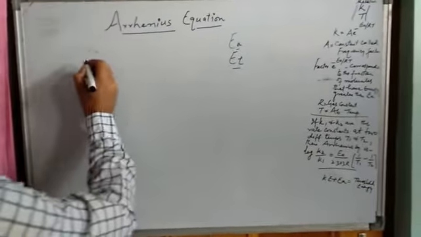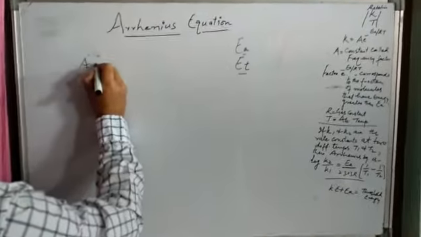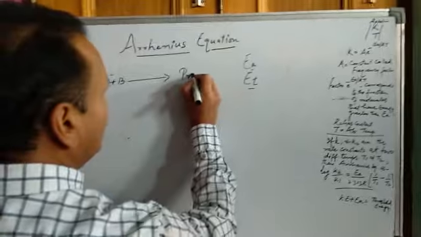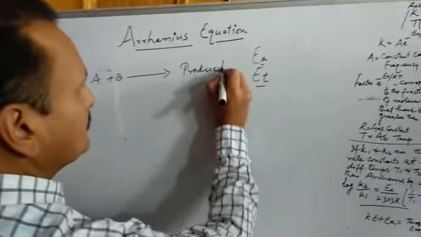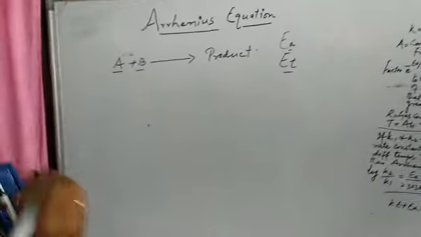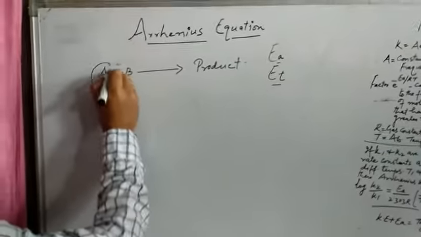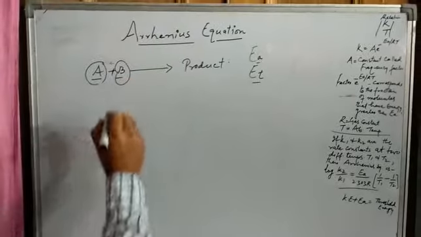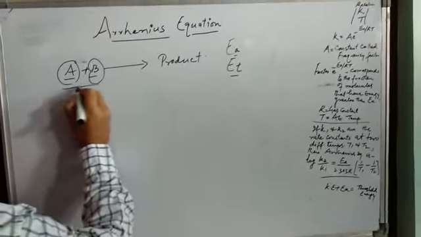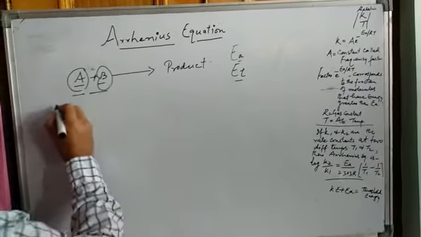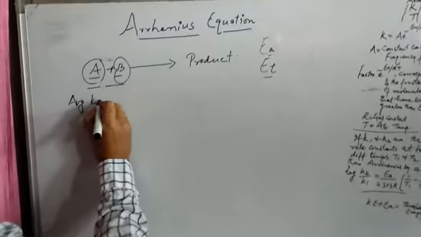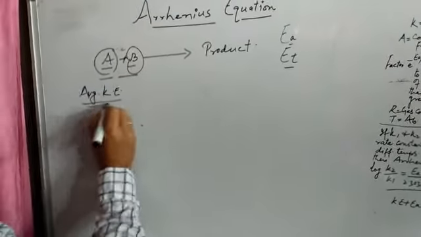Now, suppose we have a reaction, A plus B. Suppose they have to combine, they have to react and form products. These are reacting molecules which have to react. These reacting molecules have a certain amount of kinetic energy, that is, average kinetic energy.